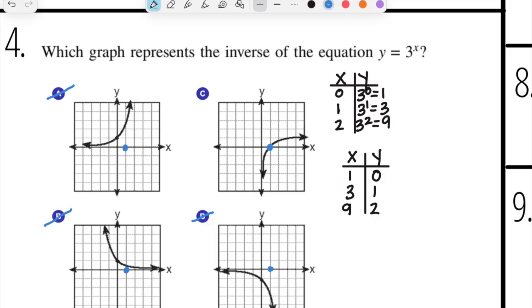And then I could go to 3 and 1, and that's also going to be the same. Now, obviously, I can't verify 9 and 2 because that's not part of the graph, but my correct answer here is going to be C. So again, I found my original, we'll call this f of x values, and then we inverse those and found my inverse table values.